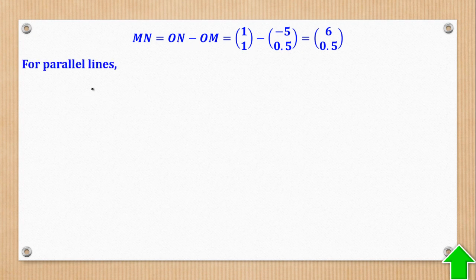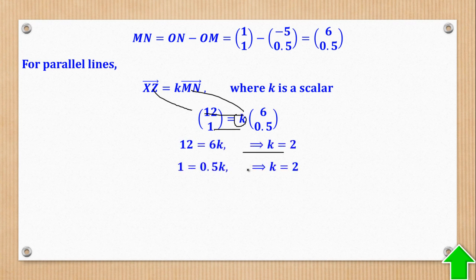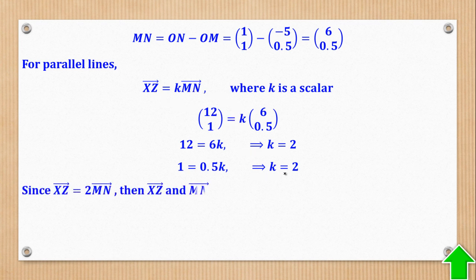Then I'll now compare, because for parallel vectors, this must be a scalar multiple of the other. One must be a scalar multiple of the other. So I can quote this, then substitute for XY, XZ, and MN. Then I find out whether K is constant or K is a scalar. For the first row, K is 2. For the second row, K is still 2, meaning that K is a scalar. Therefore, I can conclude that XZ is equal to 2MN, implying that they are parallel.